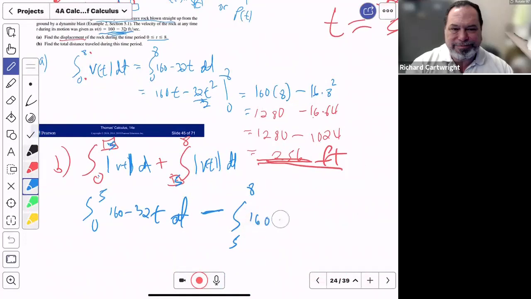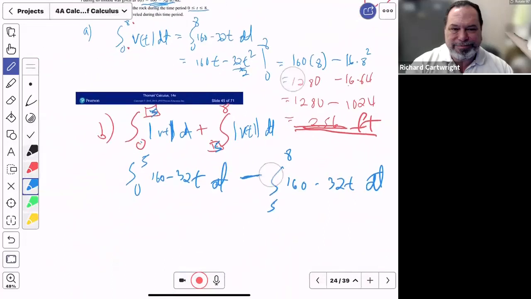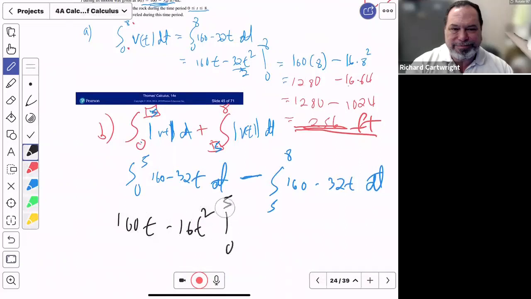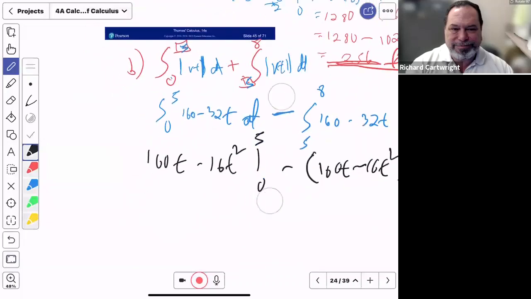160 minus 32t dt. We can go quicker now because we've done this already. 160t, but I need you guys to do the calculations. Minus 16t squared from 0 to 5 minus 160t minus 16t squared from 5 to 8. By the way, you could put all this in a calculator.